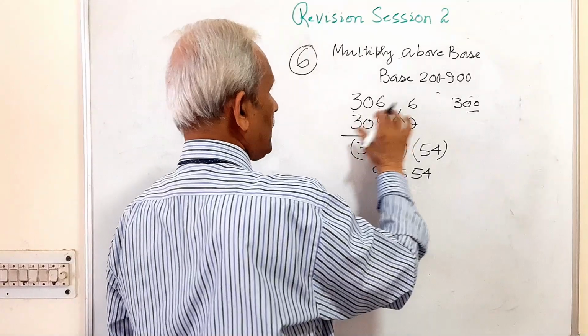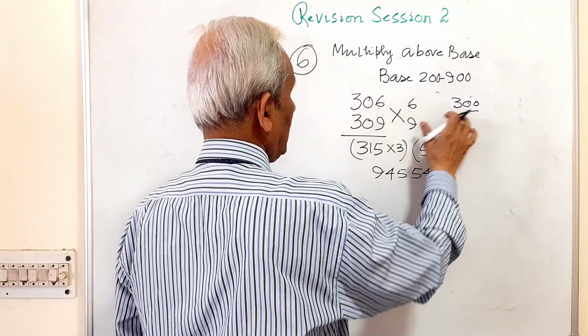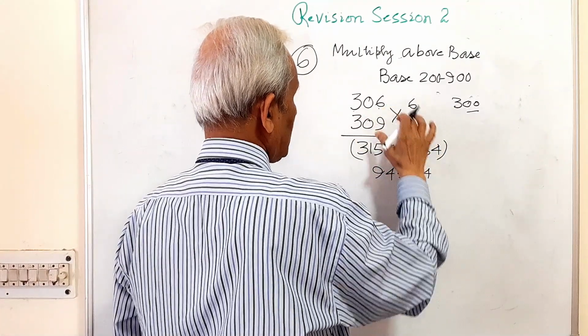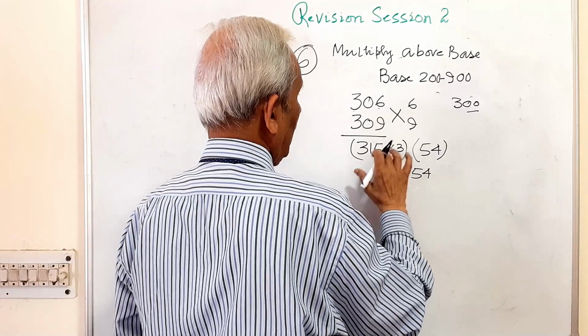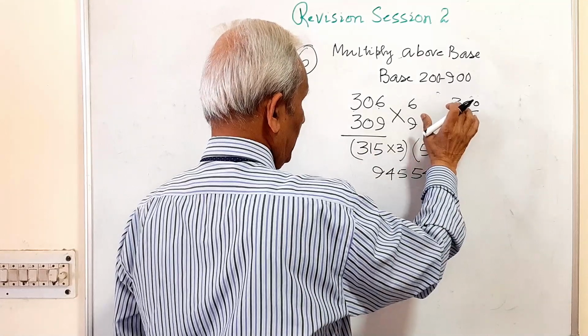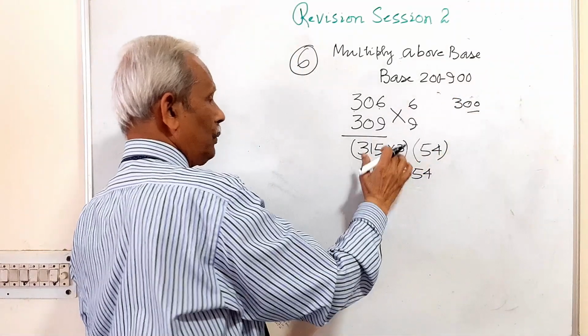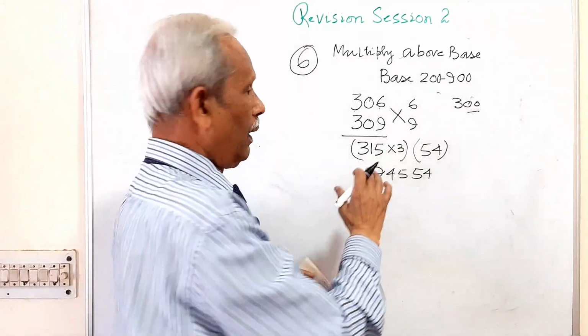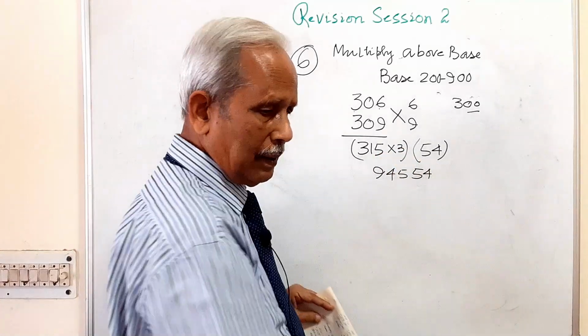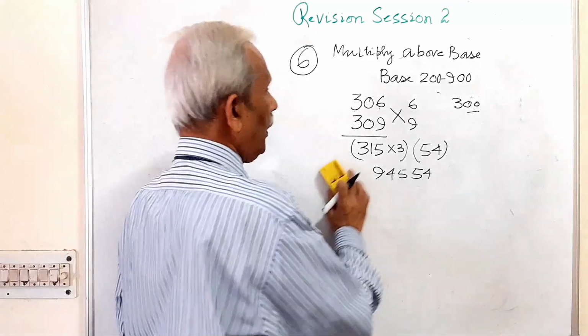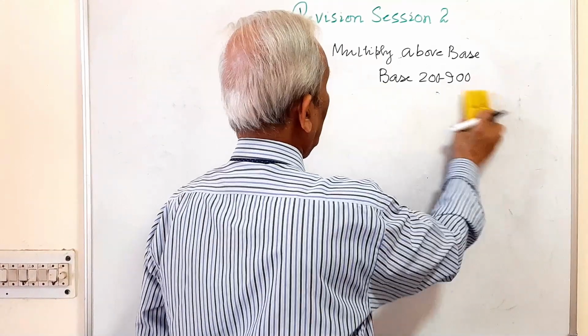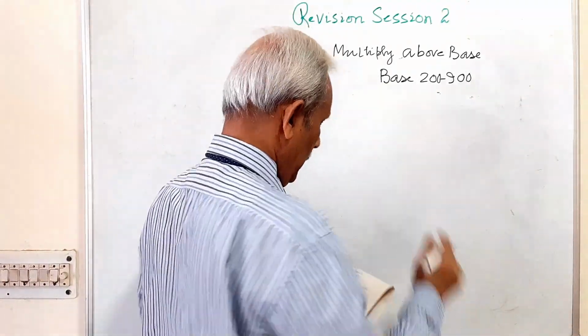Quite simple. 306 minus 306, 309 minus 309, 306 plus 9, 315 into 3. Instead of 100, you have taken 300, into 3, 945 and then 54. The answer is 94554. Quite simple. I'll do the next question.